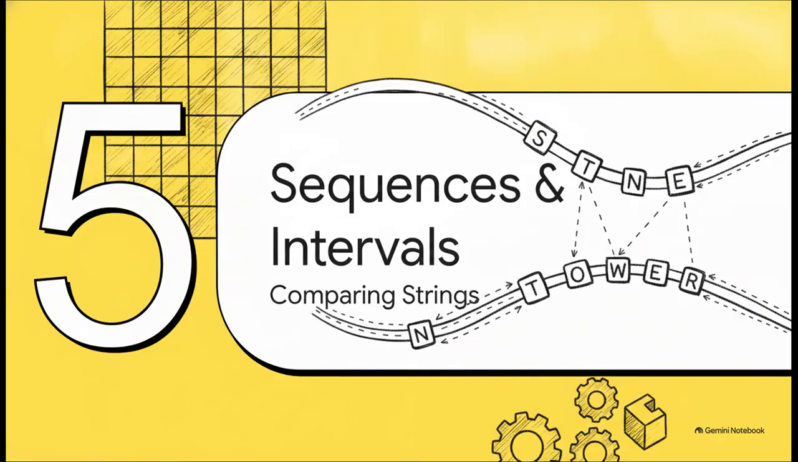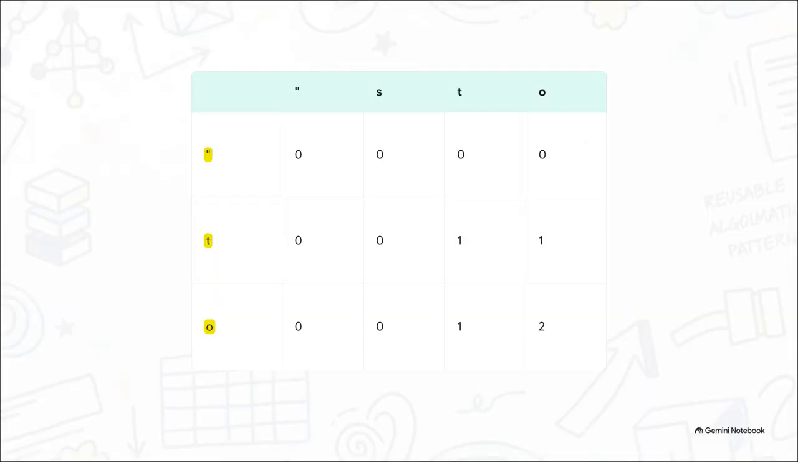Let's keep building. Branch 5, sequences and intervals. Watch how our mind map just naturally builds on itself here. Imagine we're comparing two sequences, like the words stone and tower. To find their longest common subsequence, if we put one string on the horizontal axis and one string on the vertical axis, we basically build our very own 2D grid.